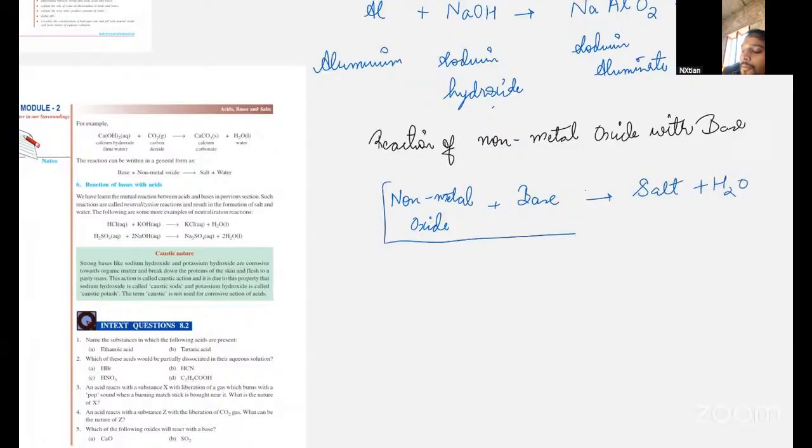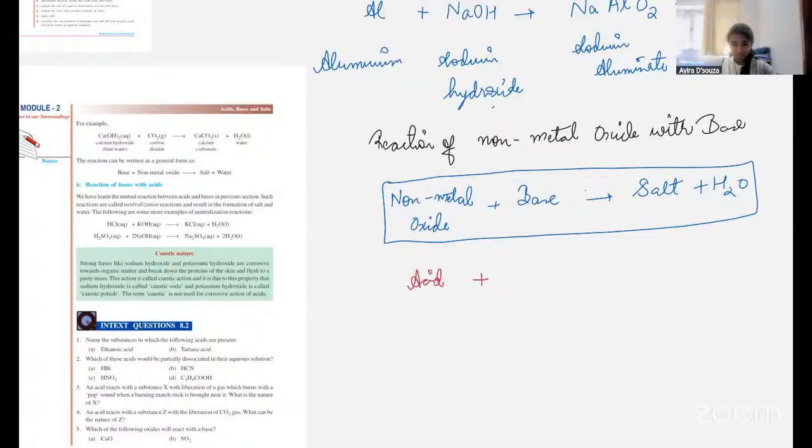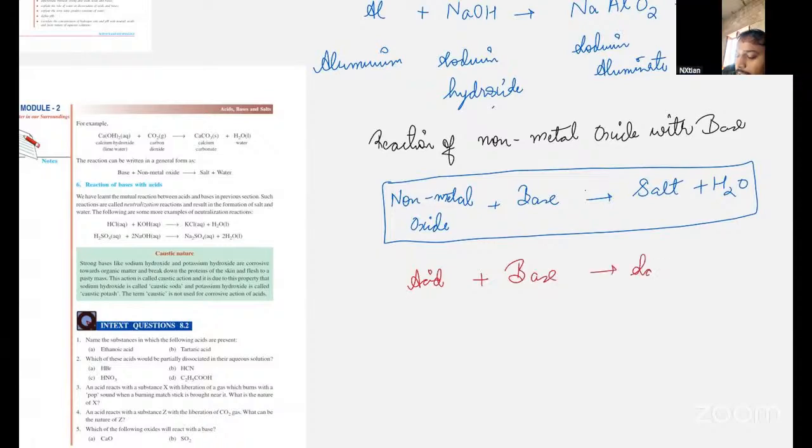And we know which reaction? Neutralization reaction. What is the neutralization reaction, Ira? Can you tell me? Acid plus base gives salt plus water. So it means that non-metal oxide is acidic in nature.